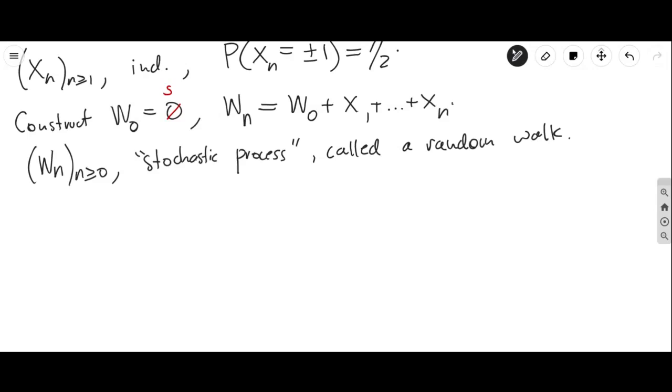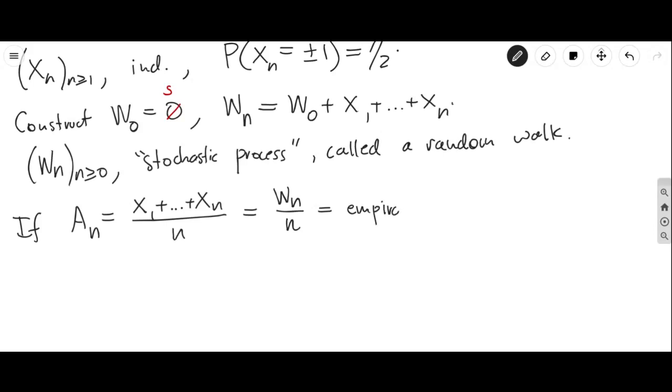And this is what we did. We said that if we define an to be the sum of the first n outcomes divided by n, and the way this is related to a random walk is that this is just Wn divided by n. And you can think of this as the empirical average of n tosses, coin tosses, where the coin tosses are coded with plus and minus 1 for convenience. So it's the empirical average that you get after n tosses. So the sum of them is by definition Wn divided by n.